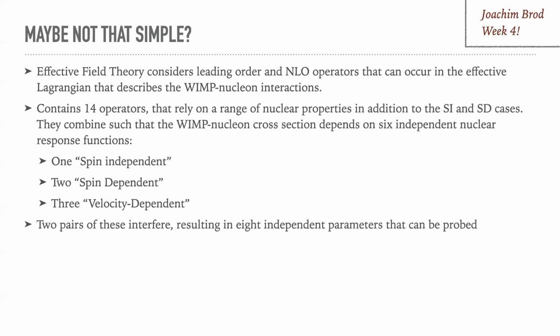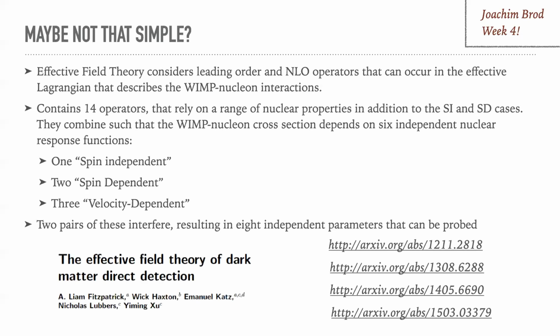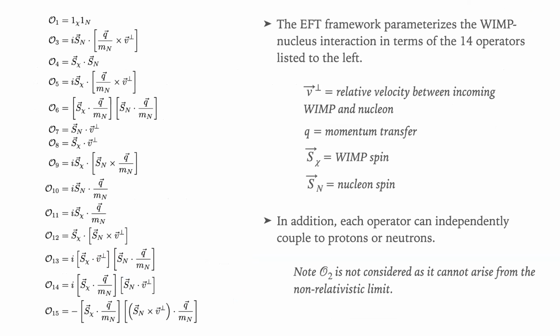So 2 pairs of these interfere, and if you have 2 pairs that interfere, you get a result that is 8 independent parameters that can also be probed. And so here are 4 papers that can give you lots of details about these calculations if you're very interested. And again, in week 4 you'll get some. But let me show you here. These are the operators.